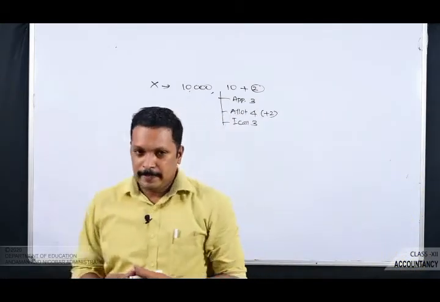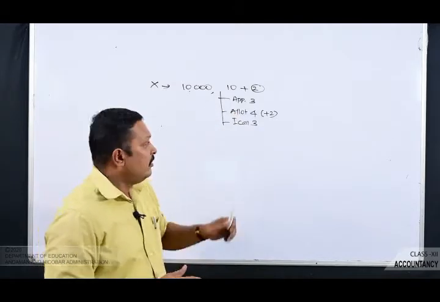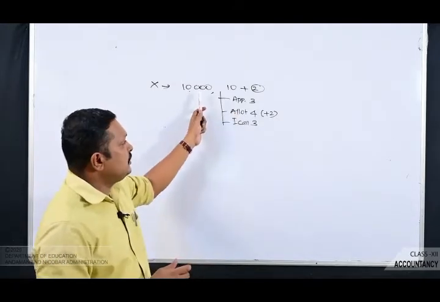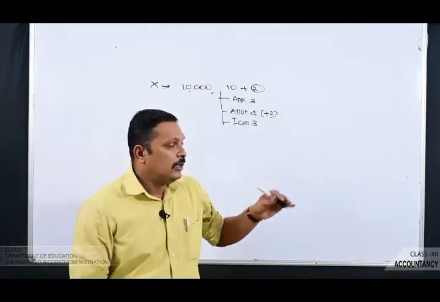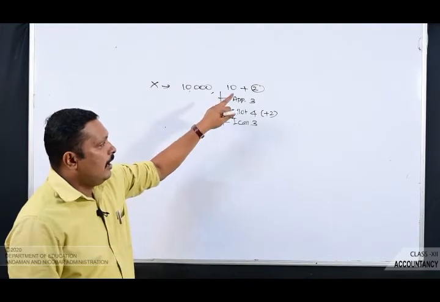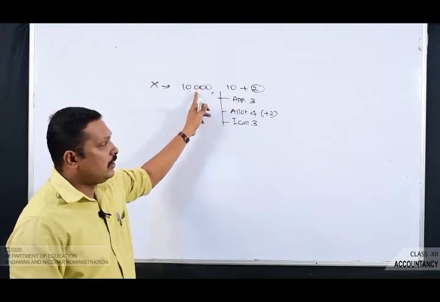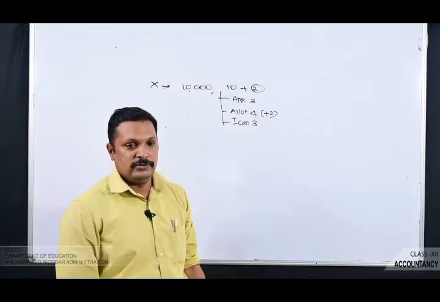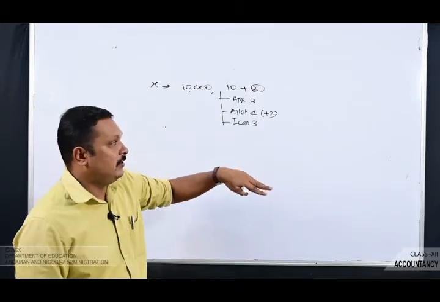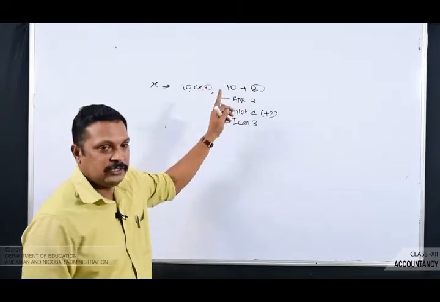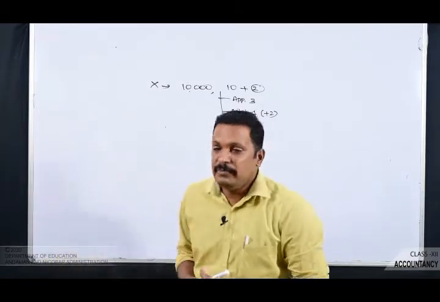Try it, what will it be? Tell me the first entry. Assume that 10,000 shares were issued. How many shares were received? The same. So first entry, bank account debit to share application. How much? 10,000 into 3, 30,000. What is the second entry? Share application account debit to share capital. How much? 30,000. But here there is a premium in allotment.